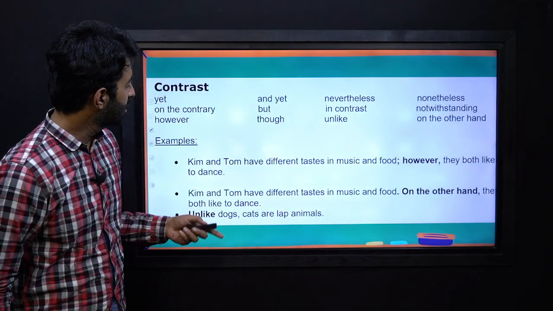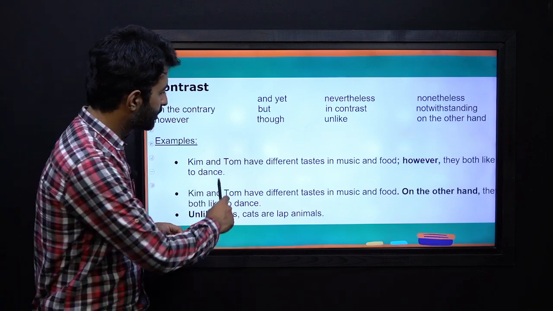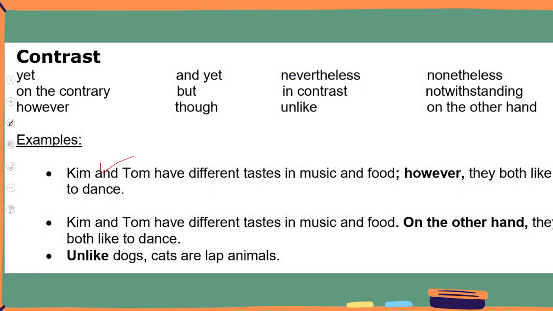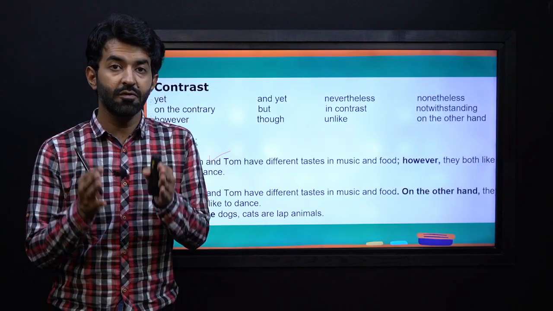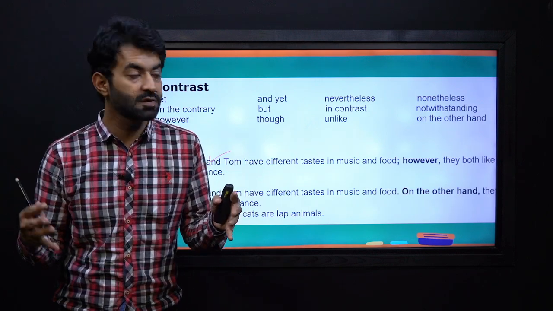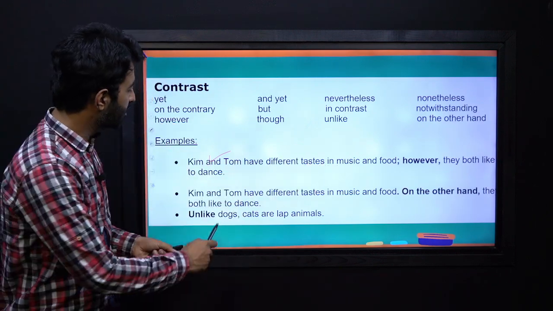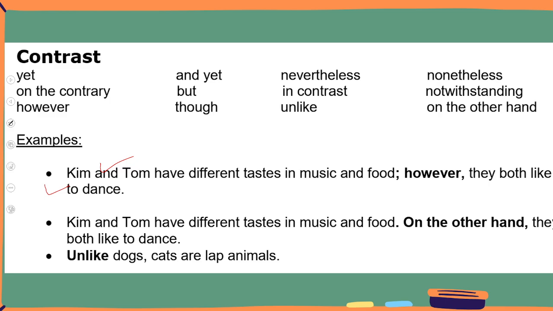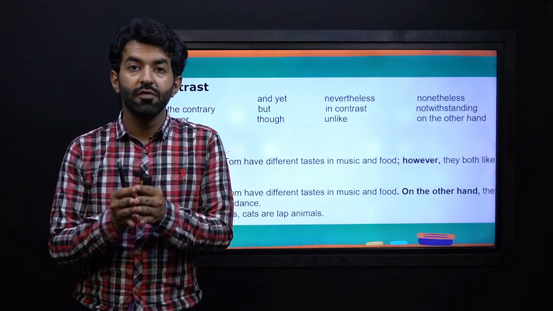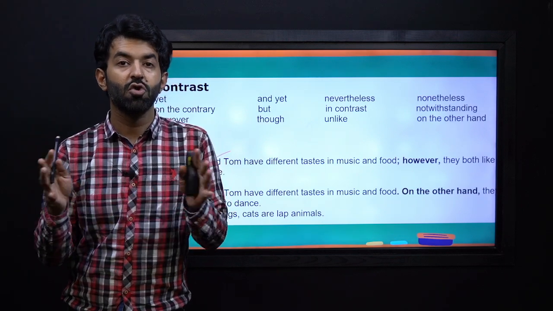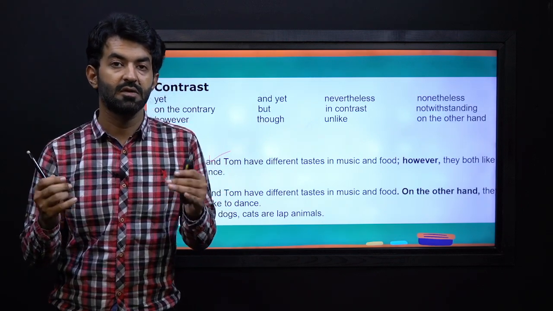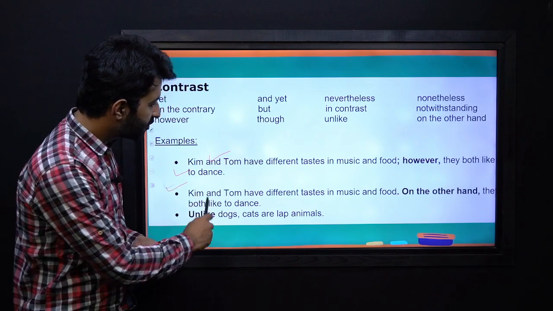Let's talk about some more examples. Kim and Tom have different tastes in music and food. However, even having differences and oppositions, they both like to dance or to read or something else. This is showing us contrast in their activities and habits. Kim and Tom have different tastes.